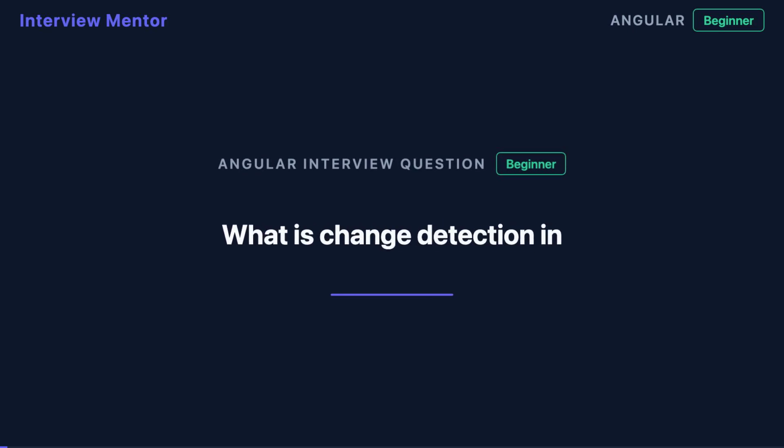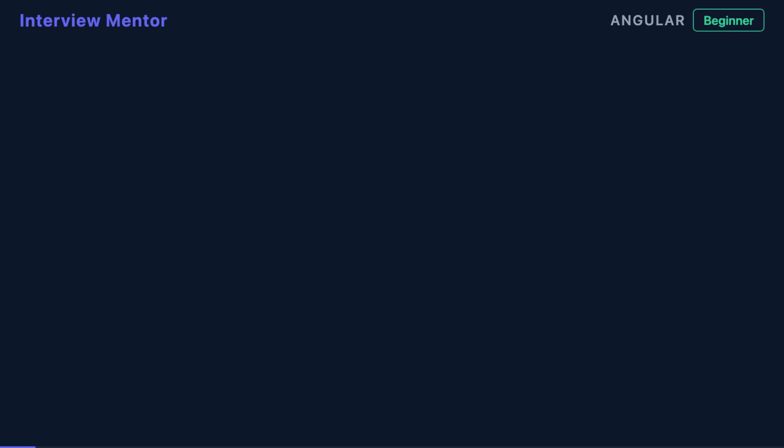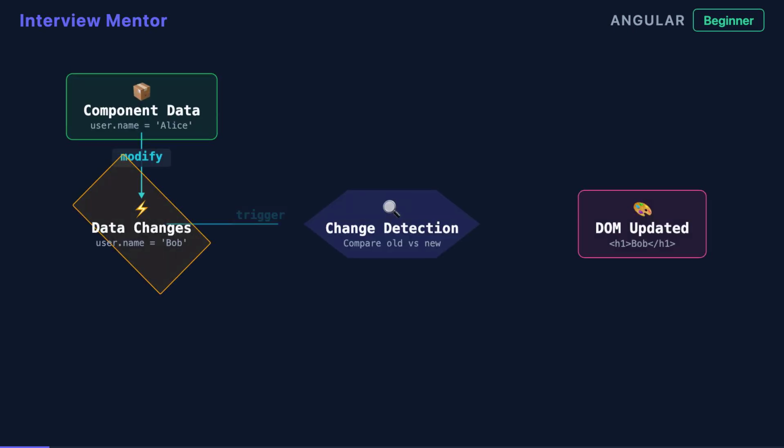Angular's change detection runs thousands of times during your app's lifetime. But what exactly is it checking? Change detection is Angular's mechanism for detecting when your component data changes and automatically updating the DOM to reflect those changes. When you modify a property bound to your template, Angular needs to know about it and update the view.